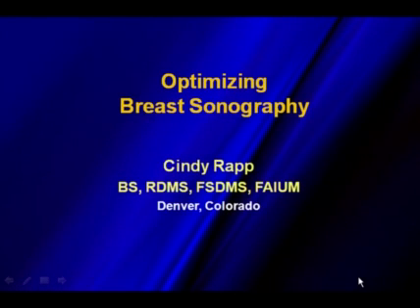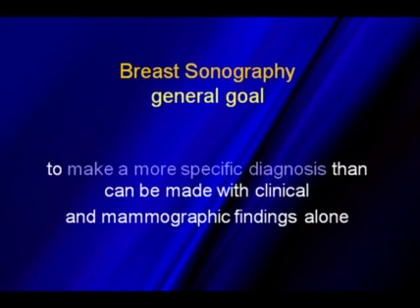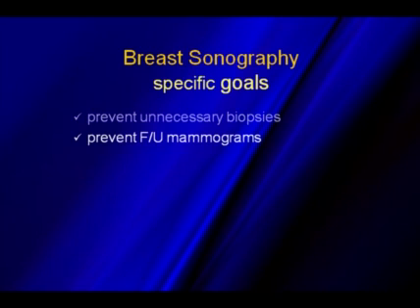Today we're going to be talking about optimization of breast sonography. Now with breast ultrasound, our general goal is to make a more specific diagnosis than what can be made with the clinical and mammographic findings alone. More specific goals that we try to accomplish is to prevent unnecessary biopsies. If we can show that what the patient is feeling is a ridge of normal fibroglandular tissue or a simple cyst, we can avoid having the patient have a biopsy.